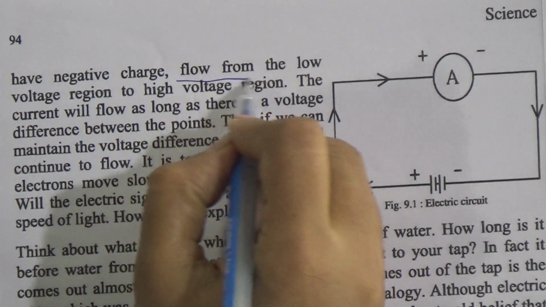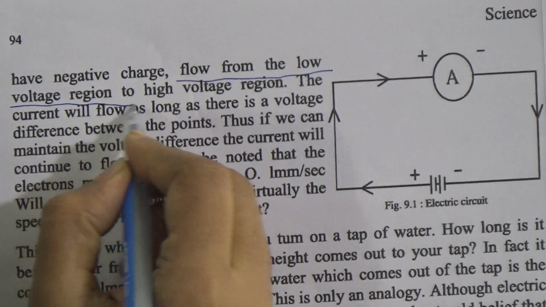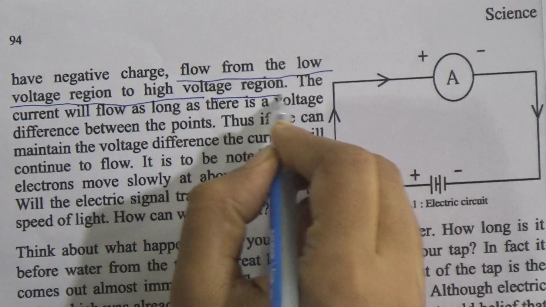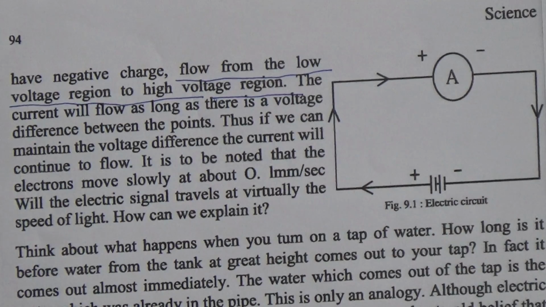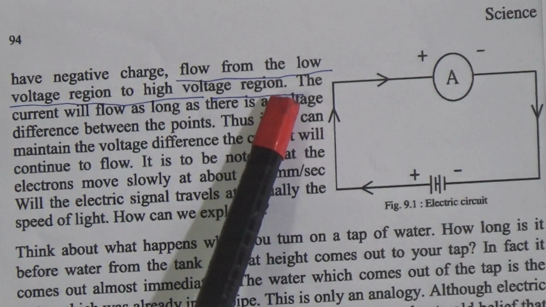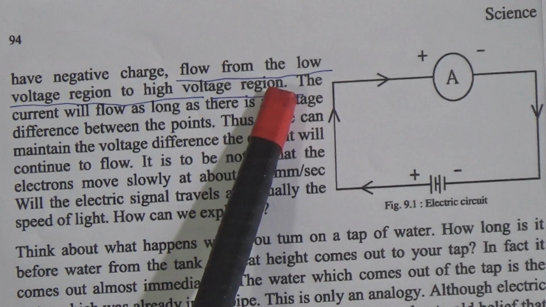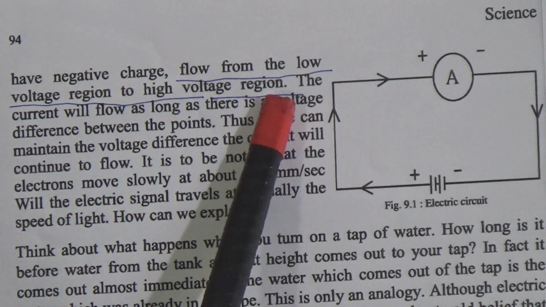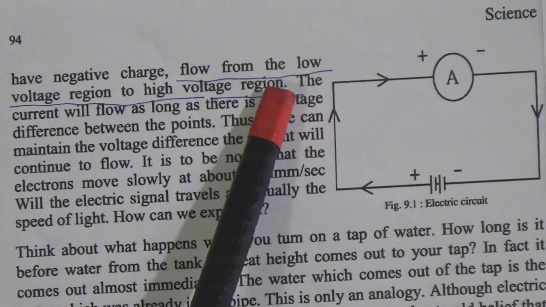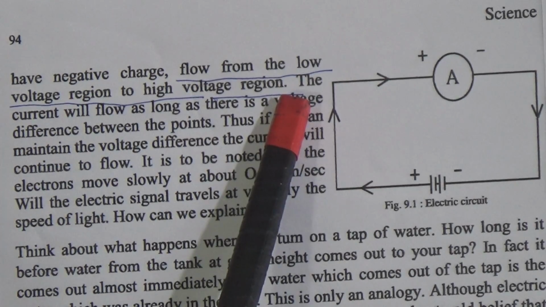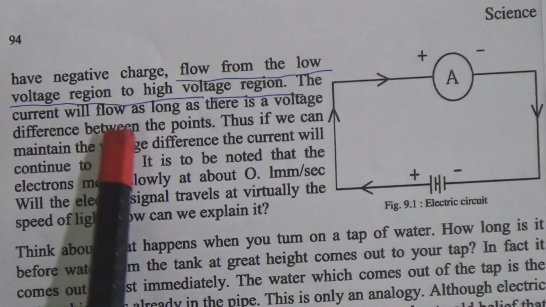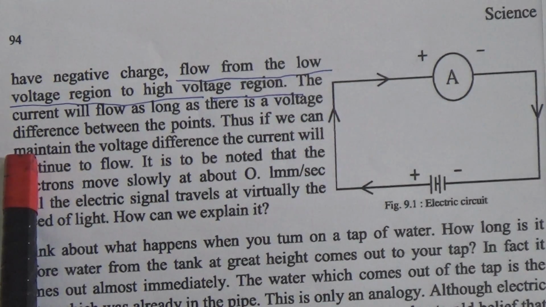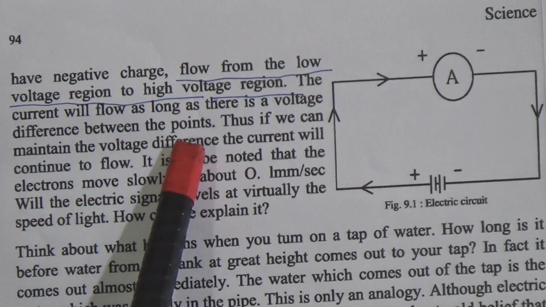Dear students, you must always remember that electrons will always flow from the low voltage region to the high voltage region, because electrons are negatively charged, and the low voltage region acts like a negative end and the high voltage region acts like a positive end. That's why electrons always move from the low voltage region to the high voltage region. The current will flow as long as there is a voltage difference between 2 points. If there is no voltage difference, there will be no electricity flow.